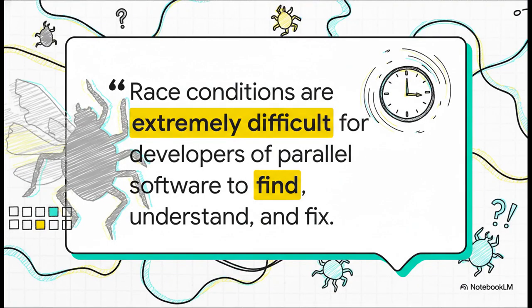Man, this quote from a developer just hits the nail on the head. These bugs are so nasty because they aren't consistent. They depend on this incredibly specific, unlucky timing. A bug might only show up once in a million runs, only when the threads align in just the right, disastrous way, and that makes them almost impossible to reproduce on command.